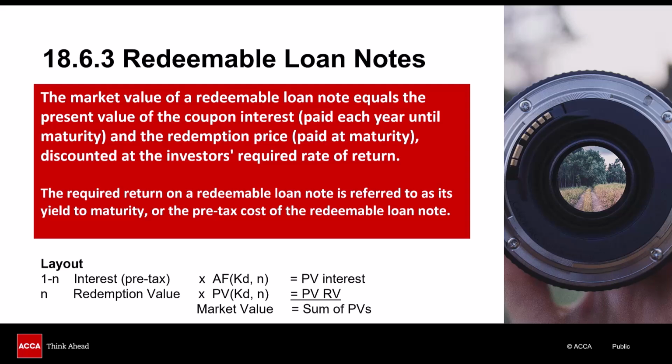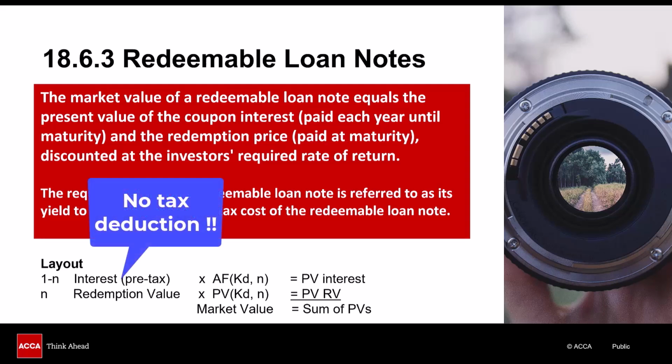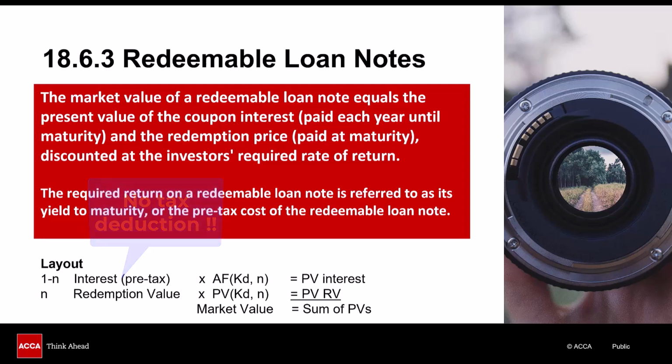So you can see there's a layout there for you. N is the number of years, and therefore from time 1 to N, interest is paid. We apply an annuity factor to that to get the present value of the interest, because interest is the same each year. And then in year N we get the redemption value. Well, that's a one-time value, so we multiply that by the present value factor. We get the present value of the redemption value, and we add that to the present value of the interest, and we get the sum. That sum is therefore the market value.